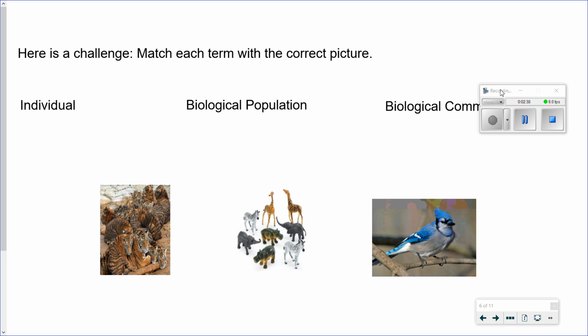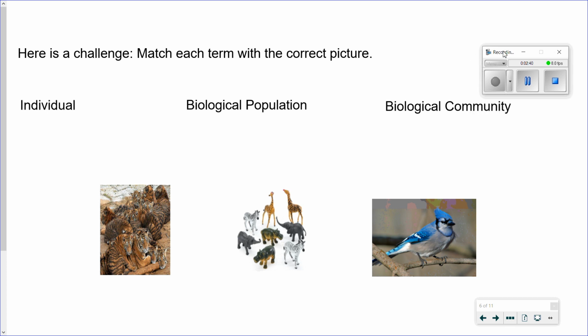So here's a challenge for you to try at home. We'll go over this together tomorrow. But after I explain this, please put the video on pause so you can try the challenge. I've listed the 3 terms: individual, biological population, and biological community. Something I want you to try at home, and you'll either have to do this in your mind or jot this down on a piece of paper because you don't have a smartboard in your home. But try matching each picture to the correct term above. Okay, so put the video on pause now.